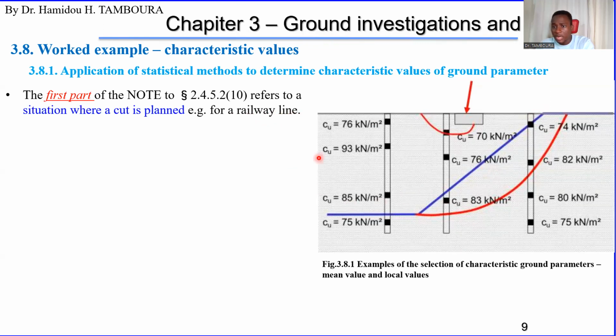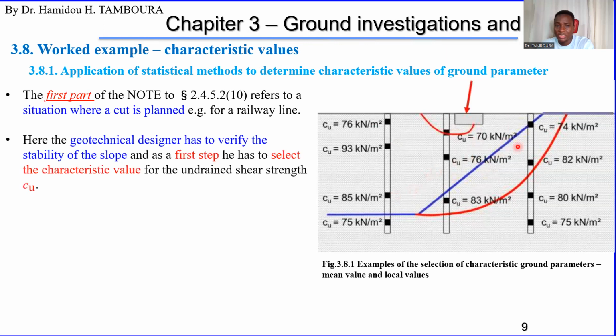Anyway, after cutting, you need, of course, to design the stability of this slope, this blue line. So the geotechnical engineer has to verify the stability of the slope. And the first step in checking the stability of the slope is to select the characteristic value. Just for information, these are the derived values. You can see there are a lot of derived values from 11 lab tests.